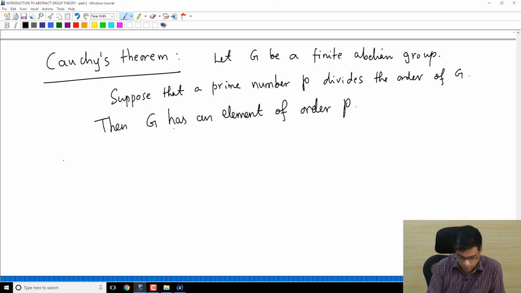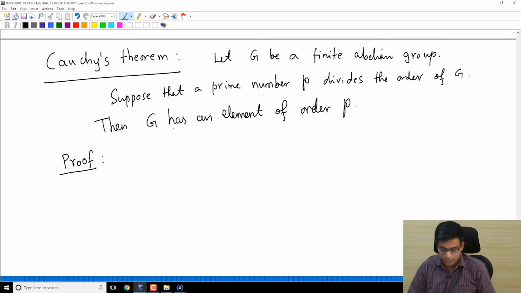So this is Cauchy's theorem. We will first prove this and then look at why this is a surprising statement. If G has an element of order P, it's a strong condition on the group. It's important to note that P must be a prime number. All this we will see after we prove the theorem and see where we use the prime number hypothesis.